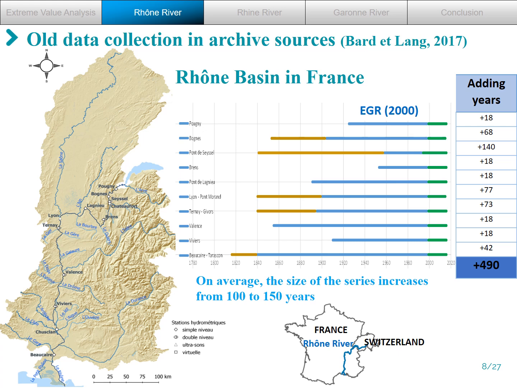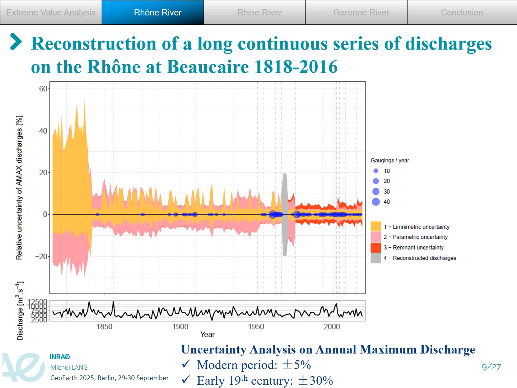So now we will see the first case study on the Rhône River, the largest basin in France. The previous study in 2000 did not use all the available data. After a specific inventory work, it was possible to extend the size of the series from 100 to 150 years. We added 450 years of record on a set of 10 stations. The longest series is located downstream at Beaucaire since 1816.